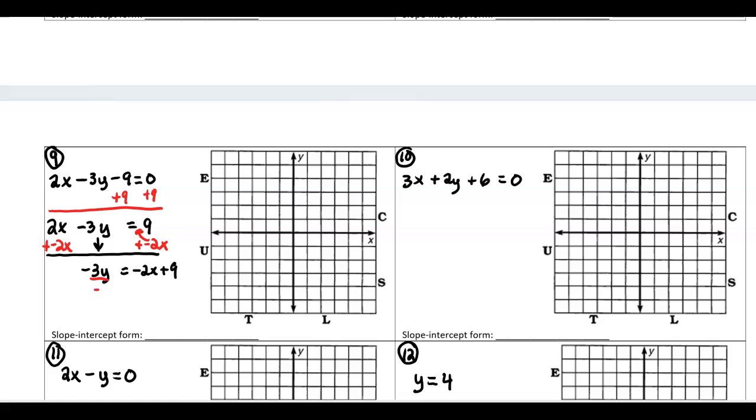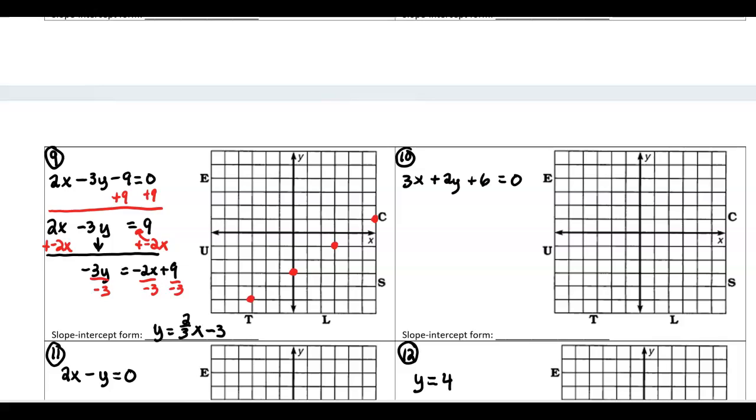And then divide everything by negative 3, the exact number that's attached to the variable. So we got y is equal to, both are negative, so therefore that becomes positive 2/3 x minus 3, or plus negative 3, since only one of those was negative. So I start at negative 3. I'm going to go up 2, right 3. Up 2, right 3. And go back to my original, down 2, left 3.